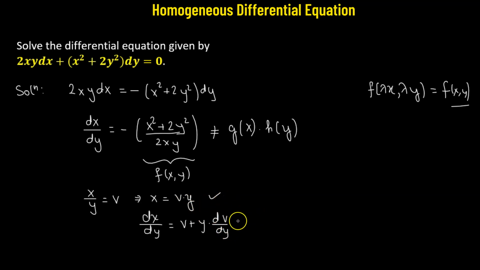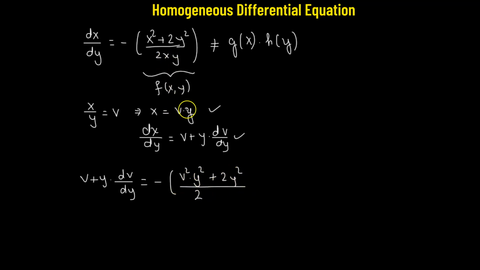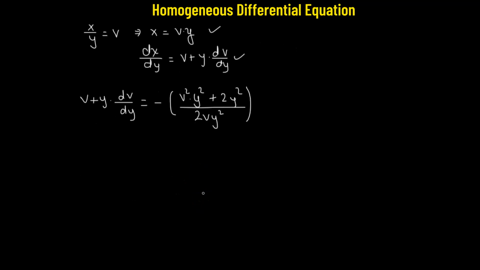Now we'll use this new substitution and the expression for dx over dy to rewrite our differential equation. So our differential equation becomes v plus y times the derivative of v with respect to y equals negative. In the numerator we have x squared, so instead of x squared we will rewrite it as v squared times y squared, plus 2y squared, divided by 2xy, where x will be replaced with vy, so we get 2vy squared. We already have a y here. Immediately we can factor out y squared from both the numerator and the denominator.